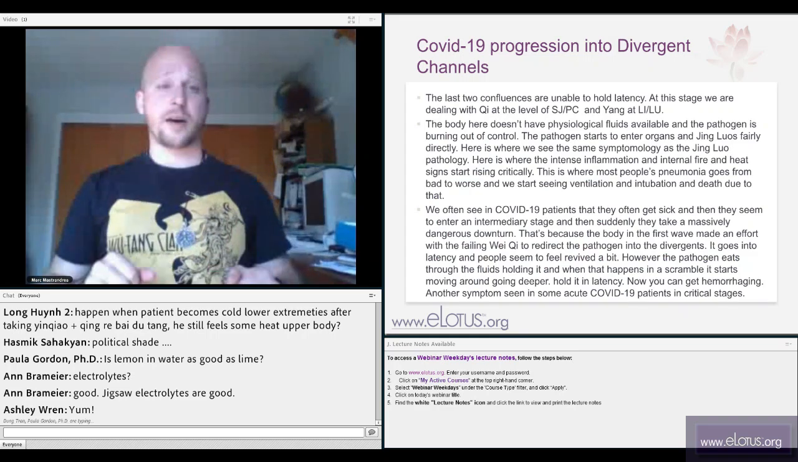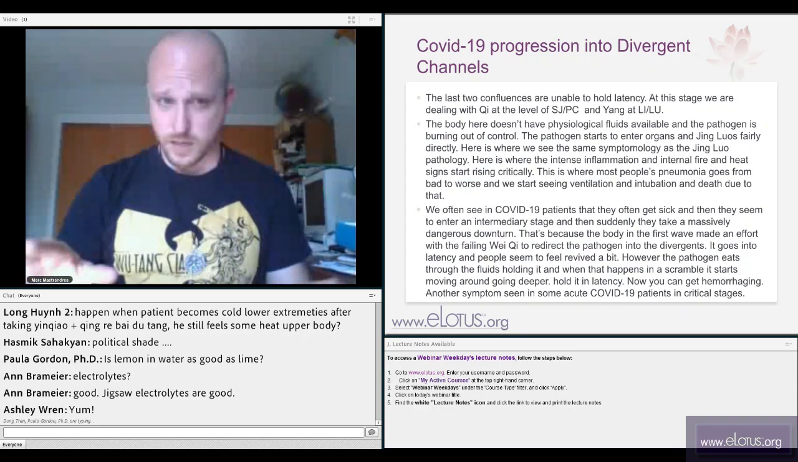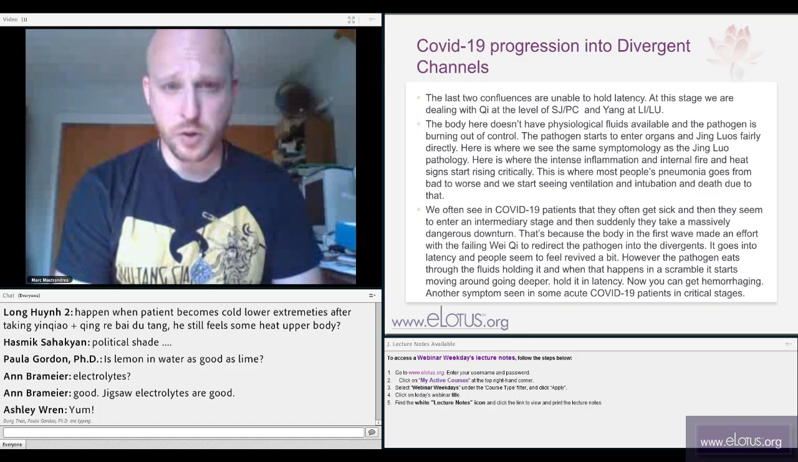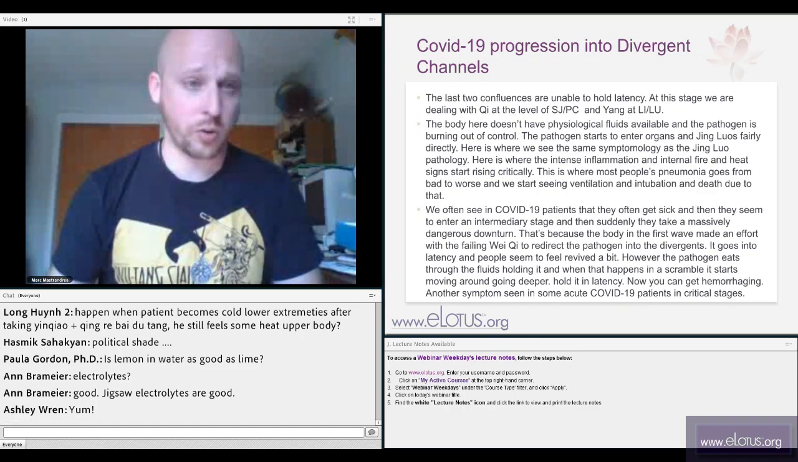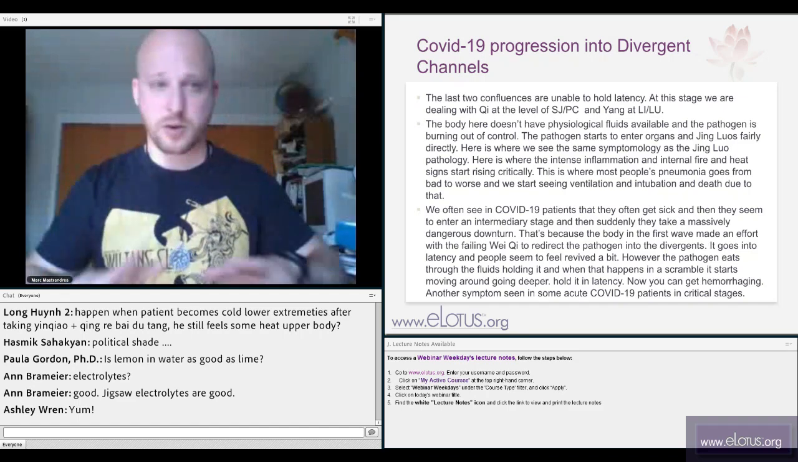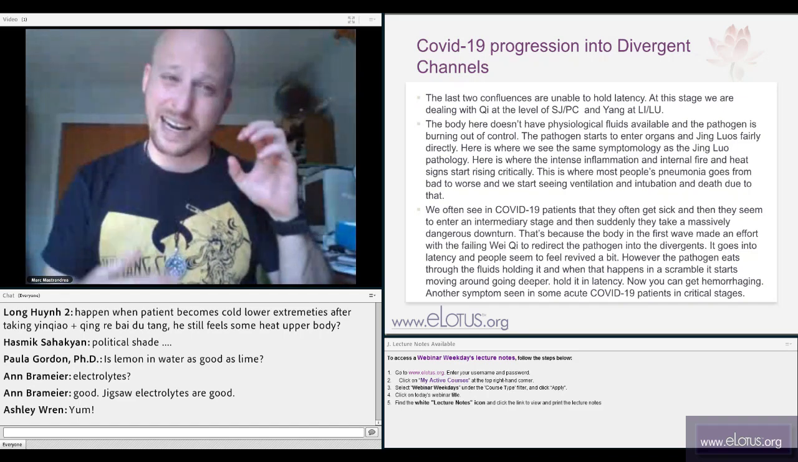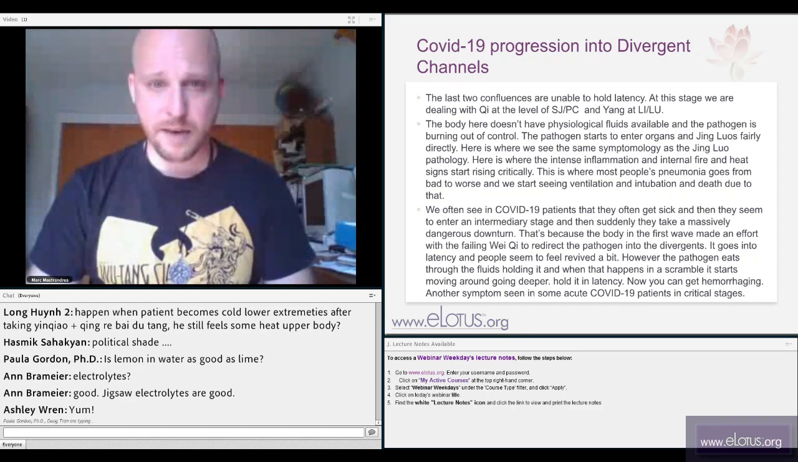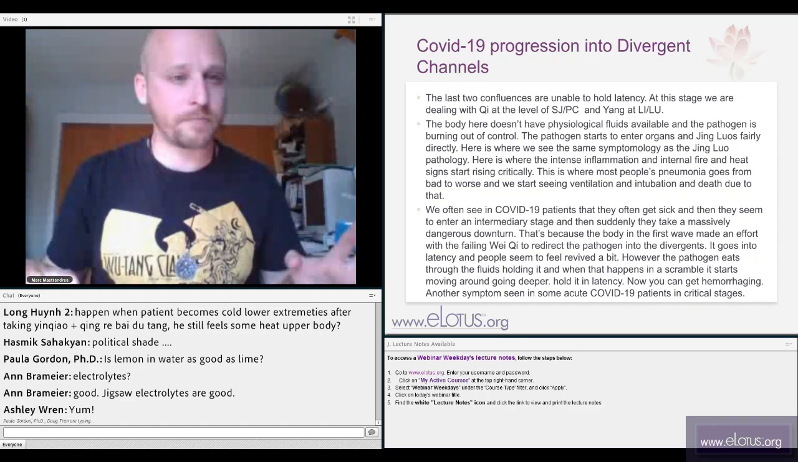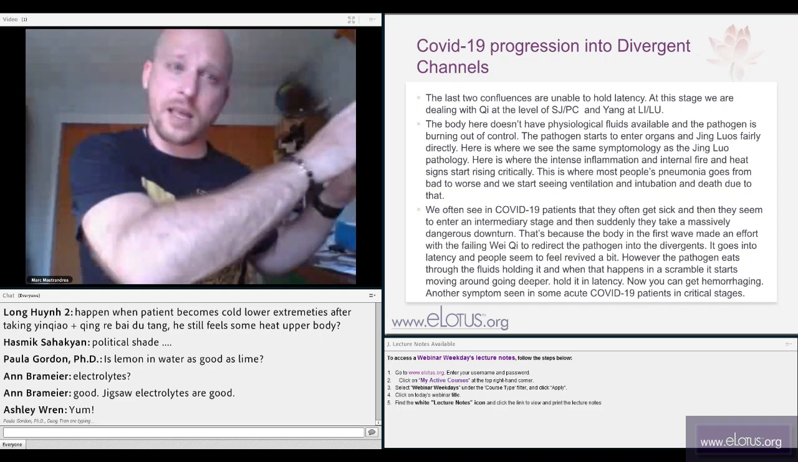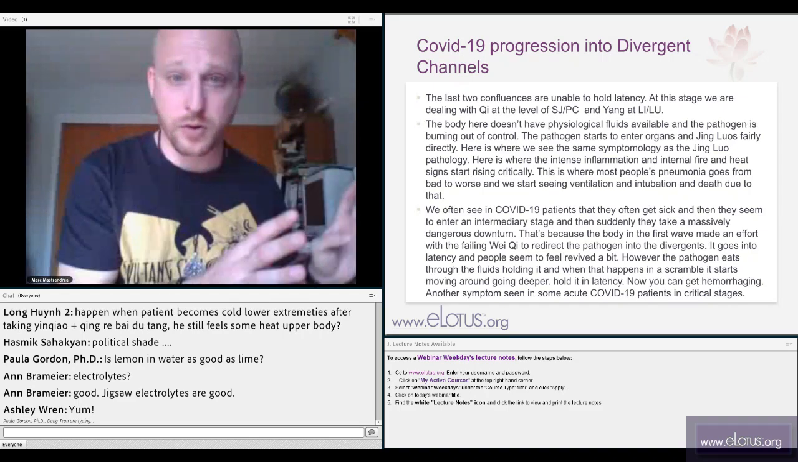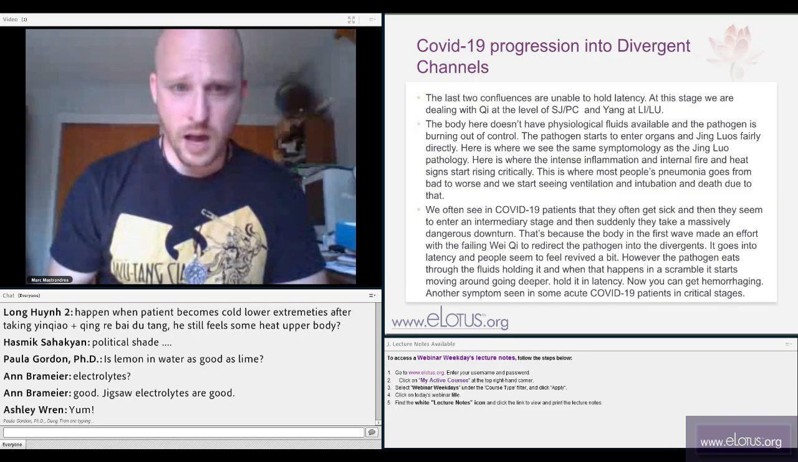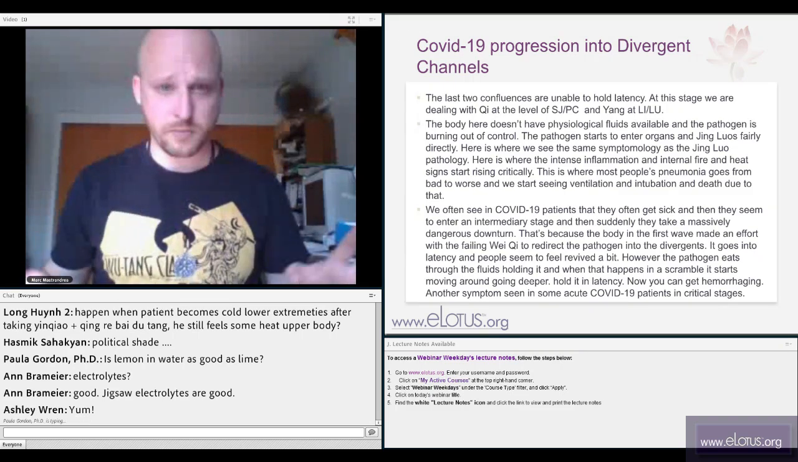So the last two confluences, this is very, very severe. The last two confluences are unable to hold latency. At this point, there's nothing. You had qi in the last one, which had a little bit of yin. Now you have no yin, you just have yang. So the body here doesn't have physiological fluids to use at all. It can't access those resources, not very well to treat the pathogen, at least. And the pathogen now is just burning out of control, right?